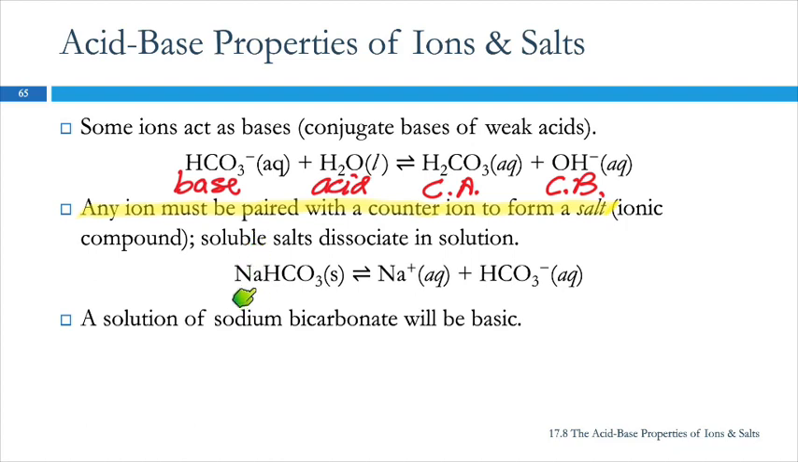So if we use sodium hydrogen carbonate, which is baking soda, this will dissolve to form sodium ions and hydrogen carbonate ions. The hydrogen carbonate ion is a weak base. So a solution of sodium bicarbonate or baking soda will be basic. And that's why we have shakers of sodium bicarbonate out here for acid spills, because you can toss that on the acid and it will neutralize the acid.